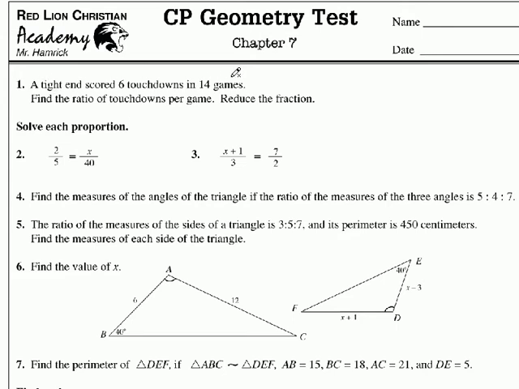Number one's really simple. It says he scored 6 touchdowns in 14 games. Find the ratio of touchdowns per game. So you just put touchdowns, which is 6, per game, which is 14. But what does it say? Reduce the fraction. I actually had people leave the answer like this. Come on. So it's 3 over 7, and that's your answer. That's all you have to do. Simple as that.